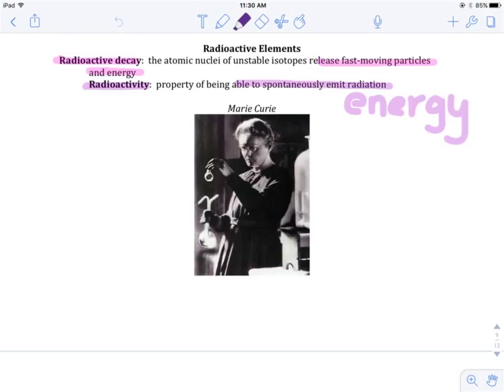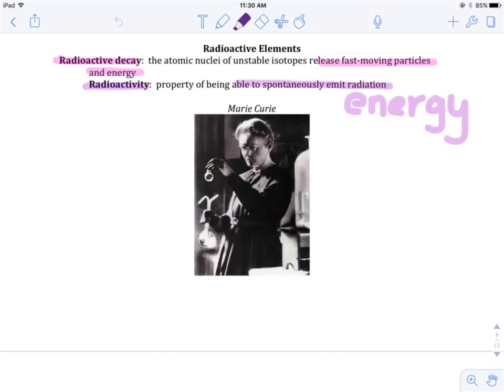As we have discussed, elements can be made up of different isotopes. Isotopes are atoms with the same number of protons and electrons, but a different number of neutrons. Sometimes isotopes are stable and happy. These are the elements that we see around us and find in nature. However, some isotopes are unstable. These isotopes are called radioactive isotopes. And that is what the topic of today is all about.